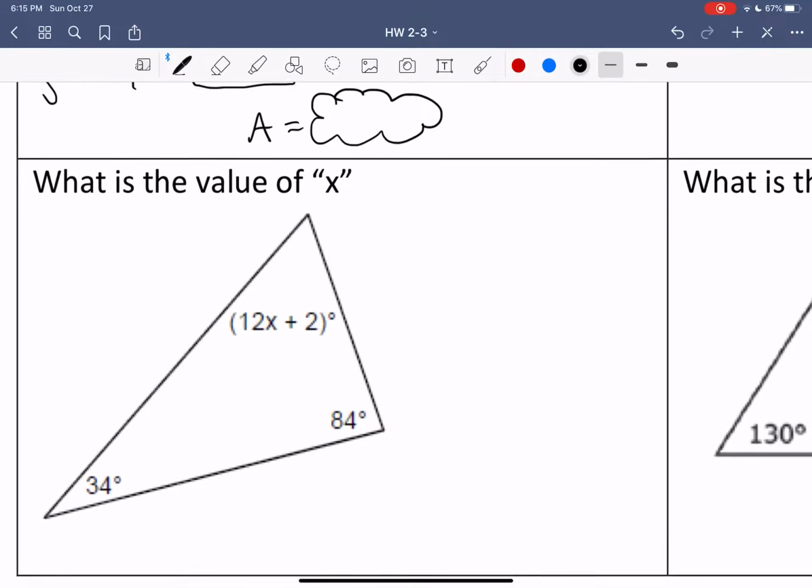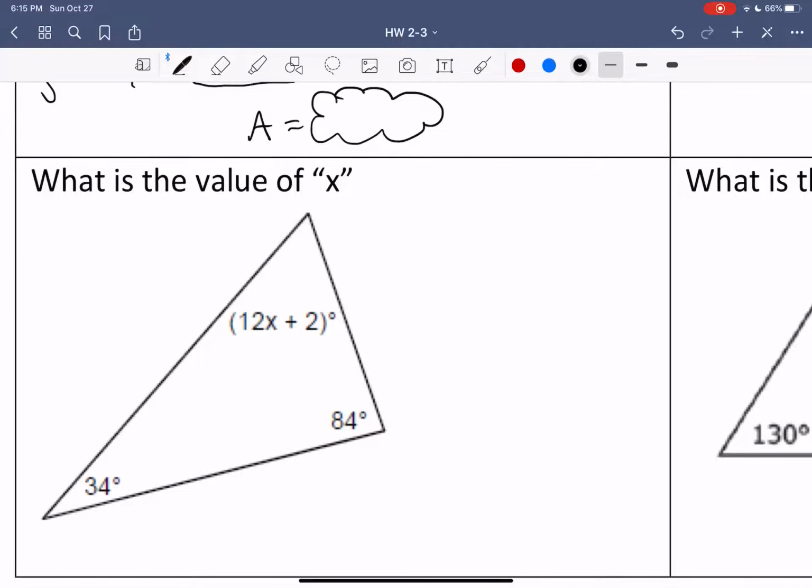Now we're looking for the value of x. So we're still looking at the triangle sum theorem, which states that the measure of angle 1 plus the measure of the second angle plus the measure of the third angle equals 180 degrees. So now I can take the angles that they've given us. So we have 12x plus 2 plus 34 plus 84 equals 180.